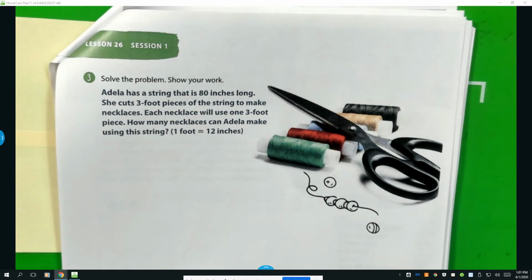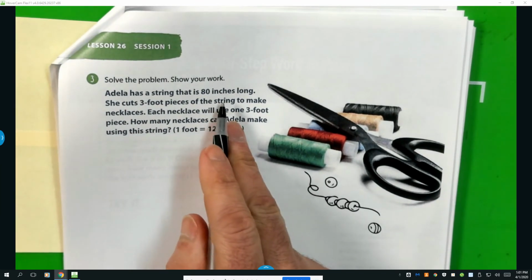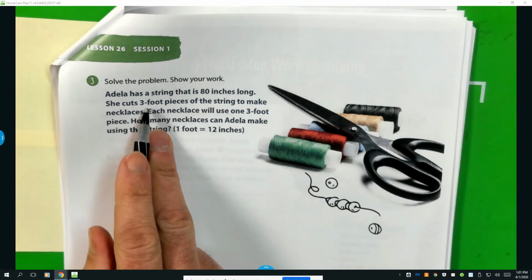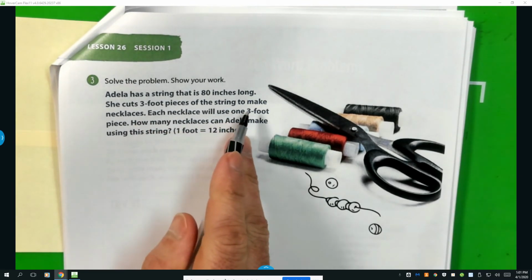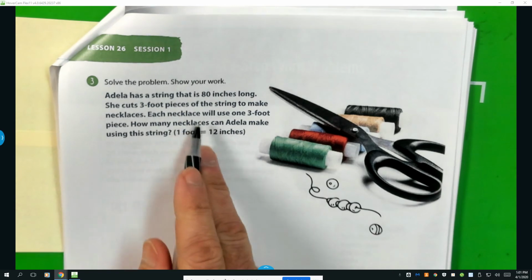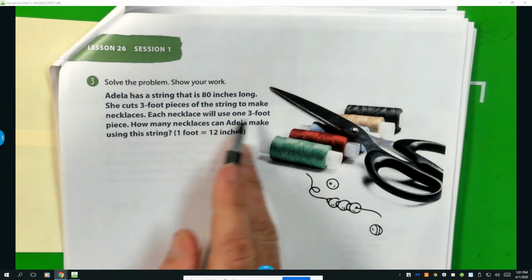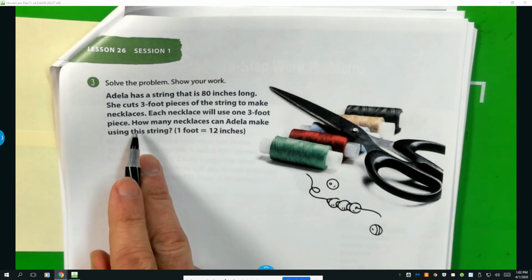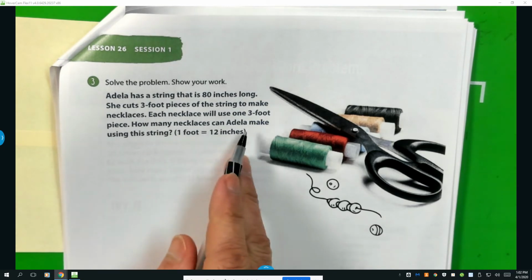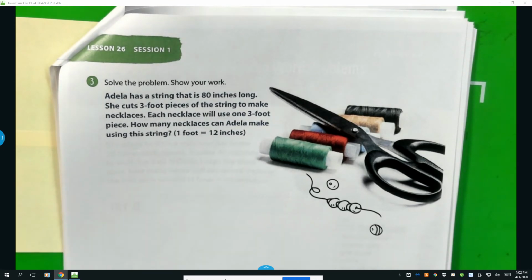Adela has a string that is 80 inches long. She cuts 3-foot pieces of string to make necklaces. Each necklace will use 1 3-foot piece. How many necklaces can Adela make using this string? All right, that's reading 1. Okay, let's do our other 2 readings.